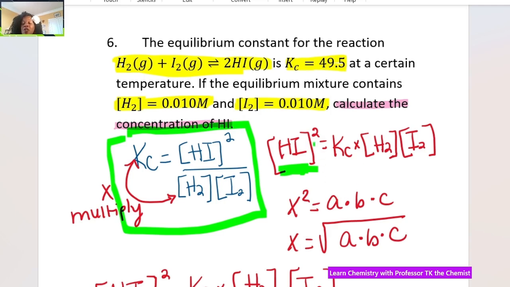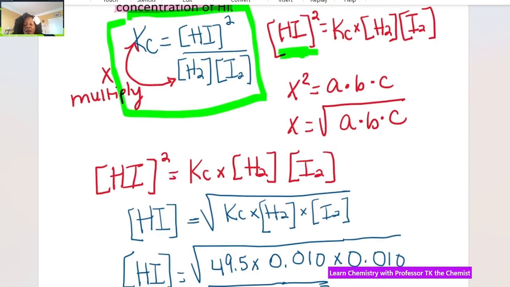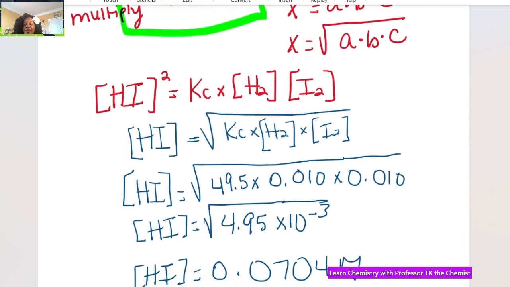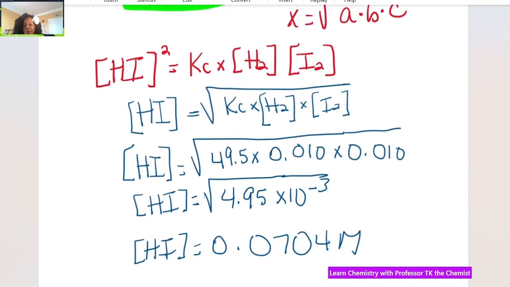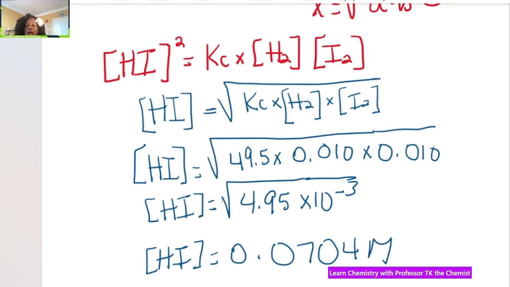And now we don't want a square. We don't want to say x squared equals a times b times c. Instead, we got to take the square root of the other side. And now, when we take the square root of the other side, that gets HI by itself, which is what you guys see here in blue. And then we finished it out. Make sure that you take your time when you do these chemical equilibrium problems, okay?